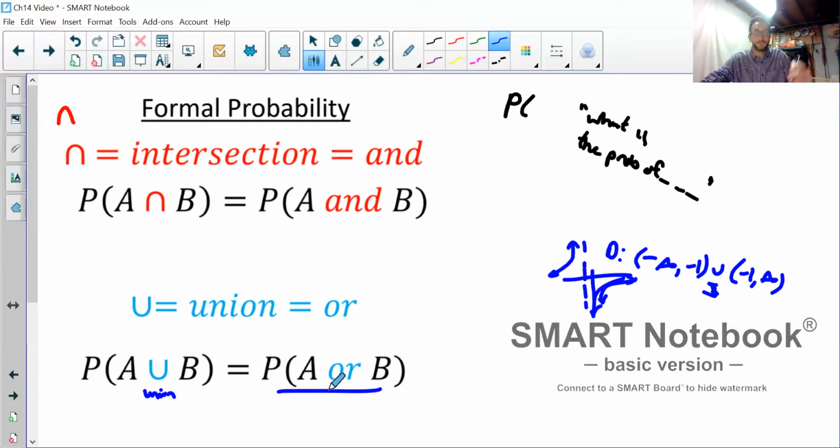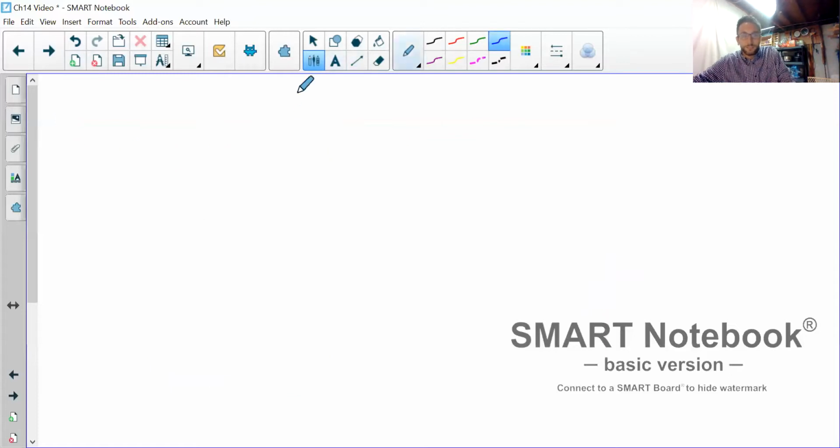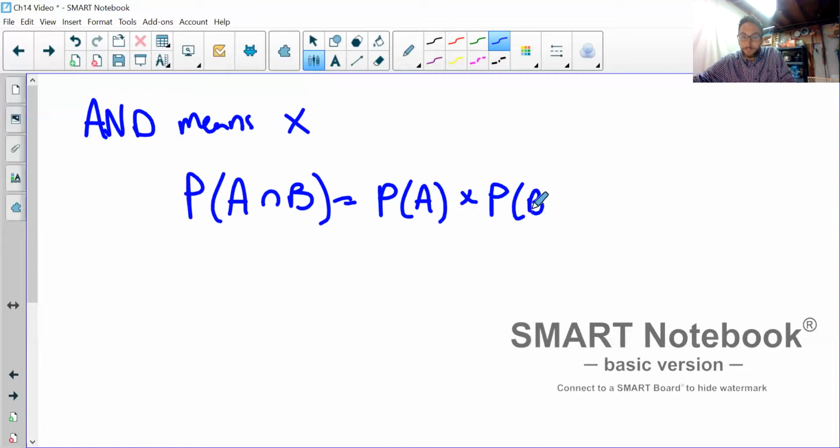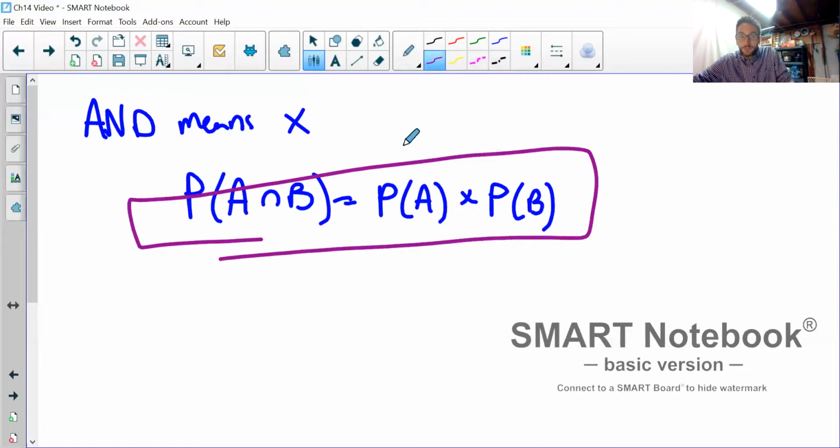So let's start looking at this. If I said and means multiply, how would we write that in a formula? Try it out. Pause it. So all we would say is probability of A and B equals probability of A times the probability of B. This is just the formulaic representation of and means multiply.